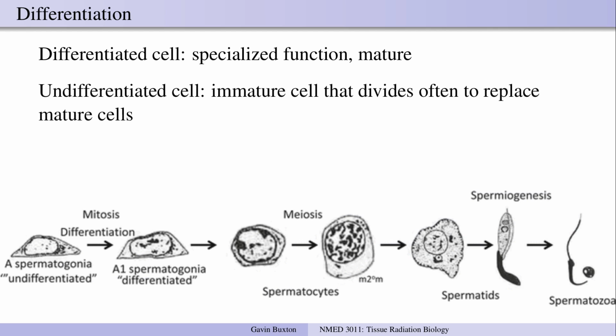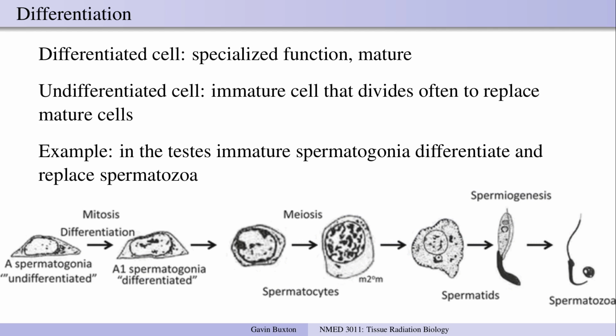So it's the undifferentiated cells that are both maintaining their own population by constantly dividing, constantly regenerating themselves, and also replacing mature cells. The mature cells aren't dividing, they're not creating new versions of themselves, but they are lost from just the regular wear and tear in the body.